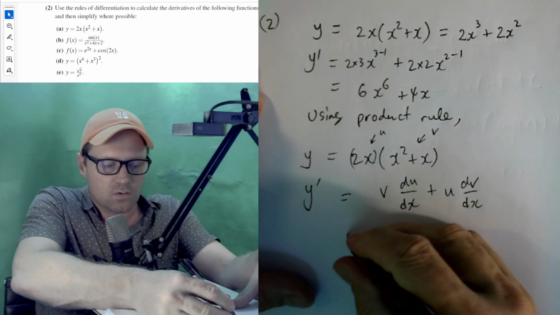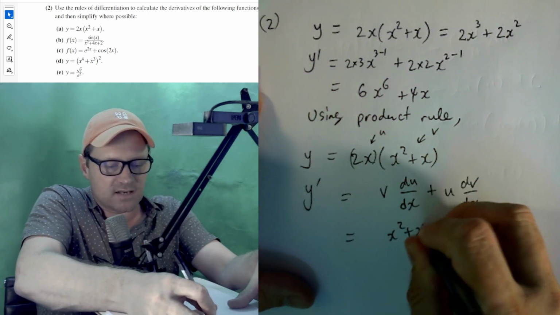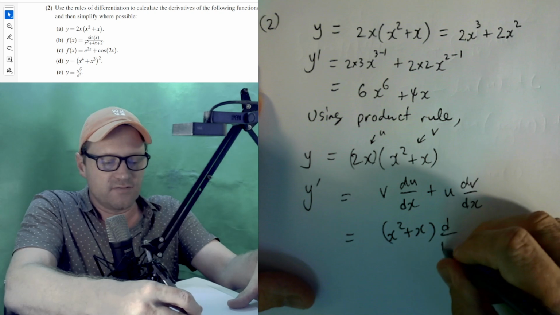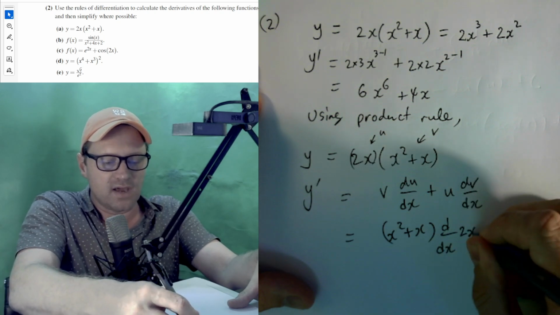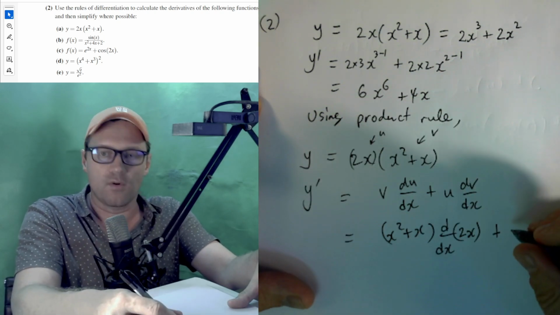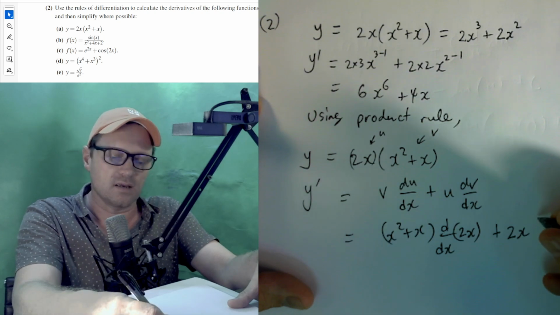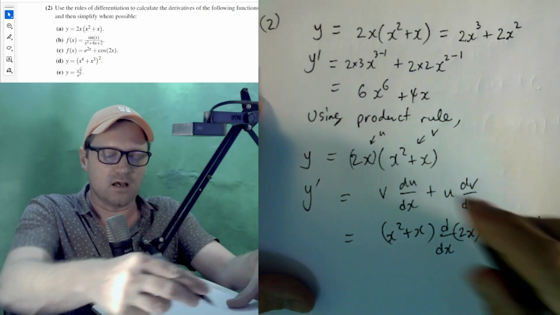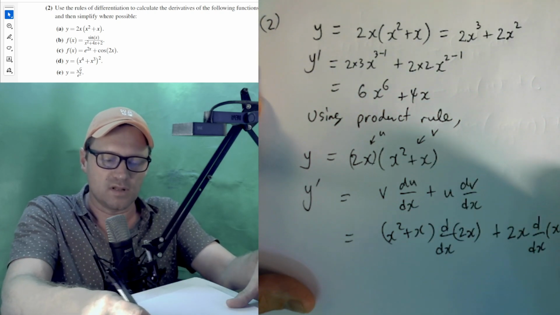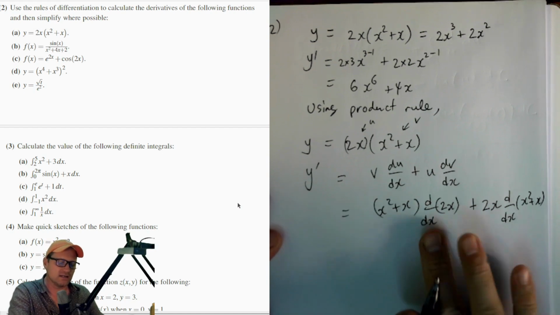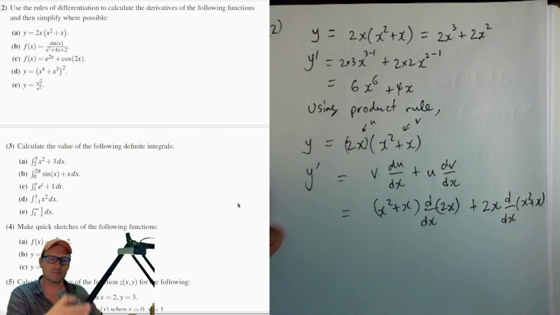Okay, and so we have x squared plus x, that's our v, times the derivative with respect to x of 2x, and then plus the other way around. So we have 2x times the derivative with respect to x of v, which is x squared plus x. All right, and so now we need to differentiate each of these and simplify.